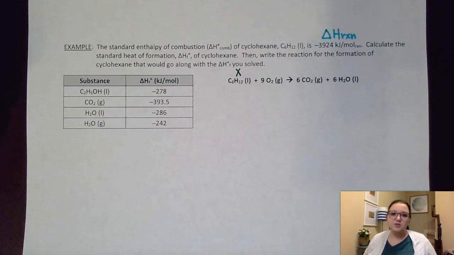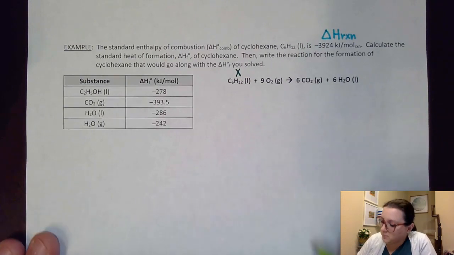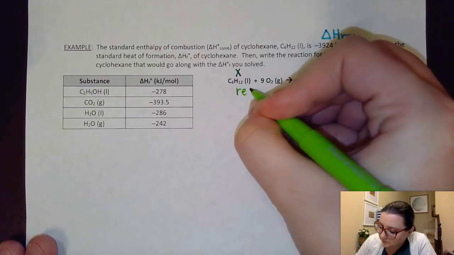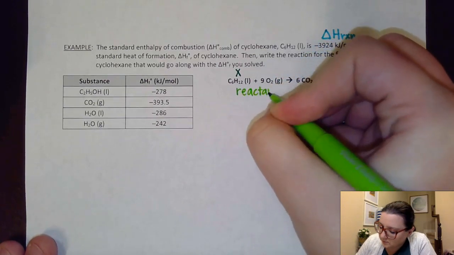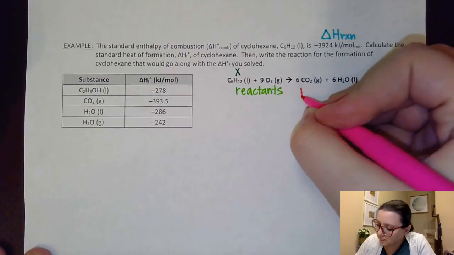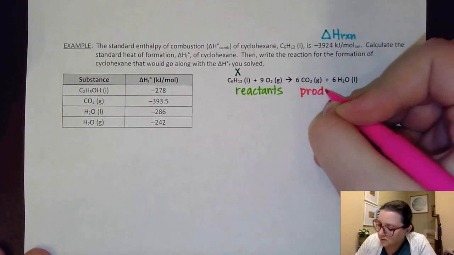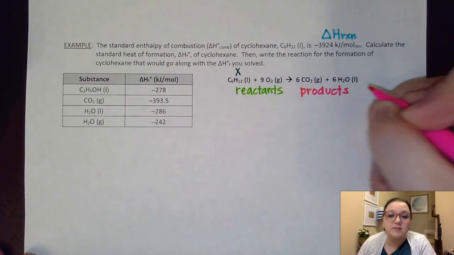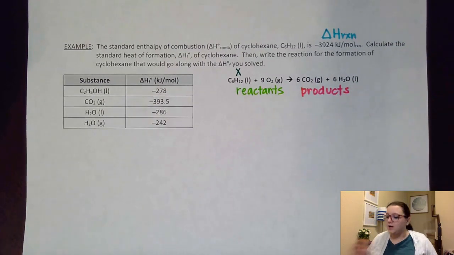Now, the first thing I'm going to do, just like I always do, is label my reactants and my products, because of course we're going to use that products minus reactants equation. And so I just want to be very clear about what should go on each side.